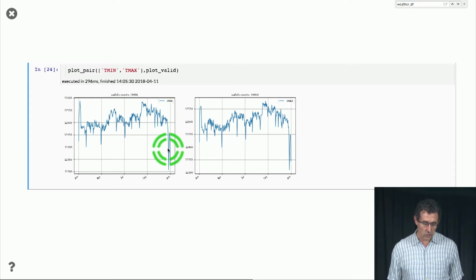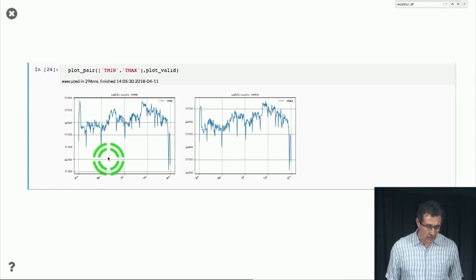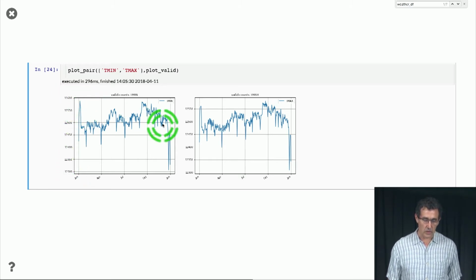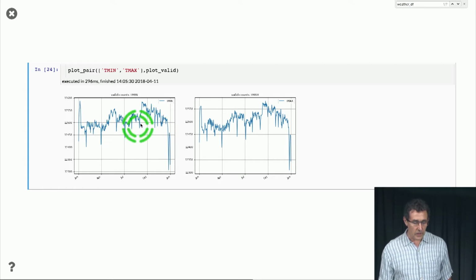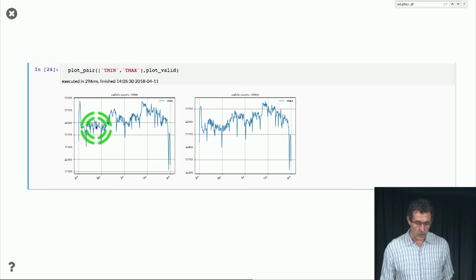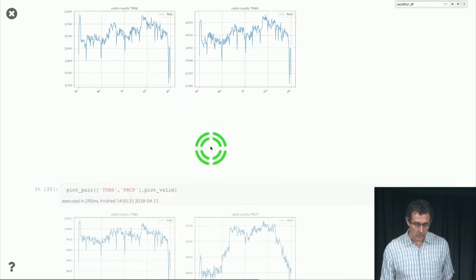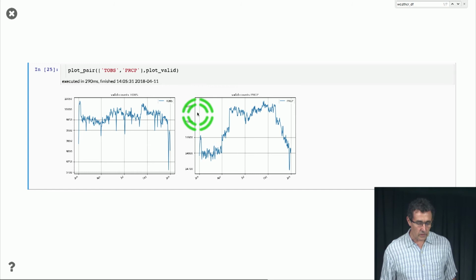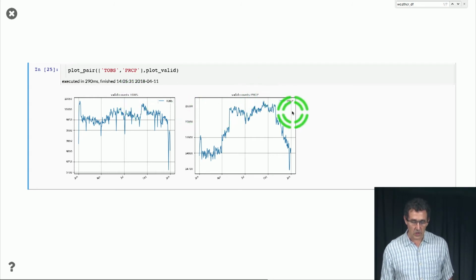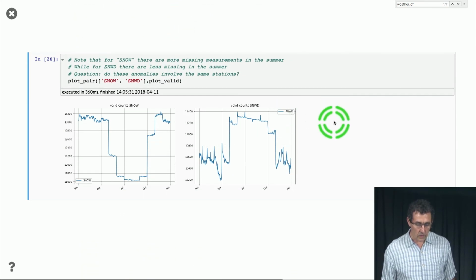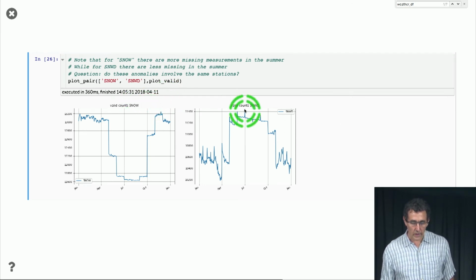Initially this might seem a very scary kind of plot, like there's a lot of missing things, but in fact this is the number of good measurements, and you see that the variation is only between 12,300 and 12,600. So we get a pretty constant number of measurements, but there are definitely some fluctuations. This is for Tmin and Tmax. This is for T observed and precipitation. And here we have it for snow and snow depth.